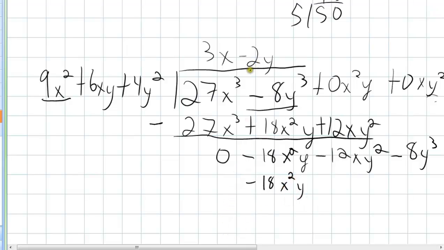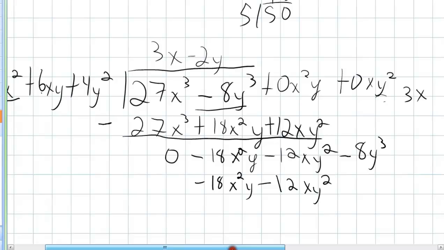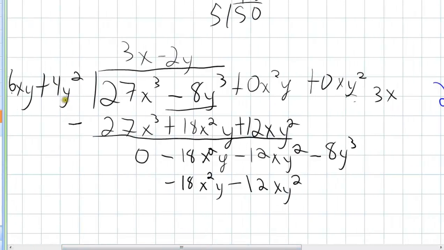Then I do it again with the 6xy. 6xy times negative 2y. It's going to be negative 12xy squared. Okay, so that's this 6 times negative 2. That's where the negative 12 came from. X, and there's no x here, so I put down 1x. Y times y is y squared. Okay, and then one more term. The 4y squared times negative 2y is going to be negative 8y cubed.